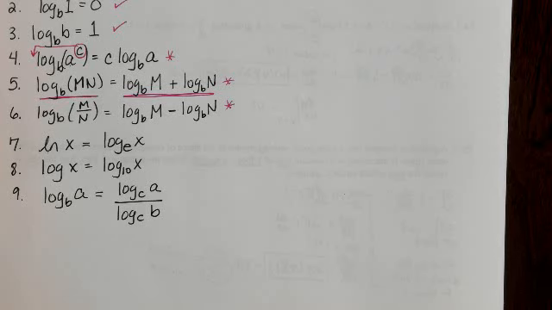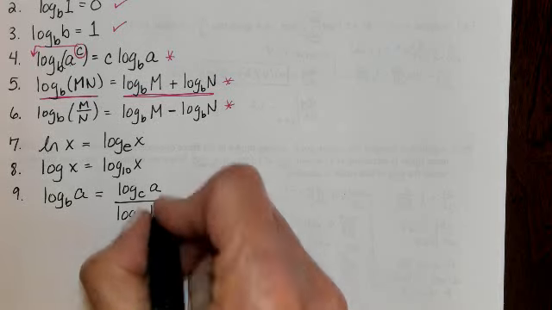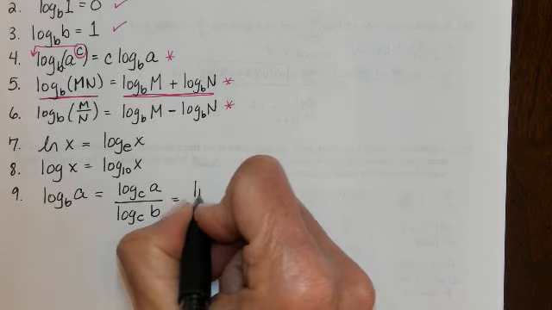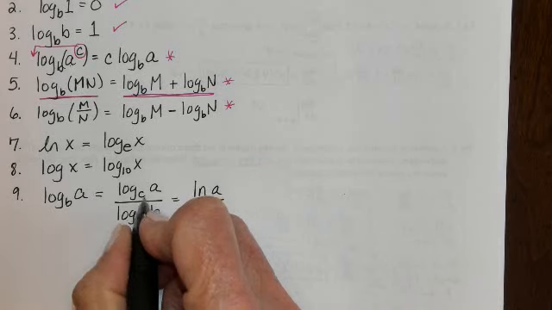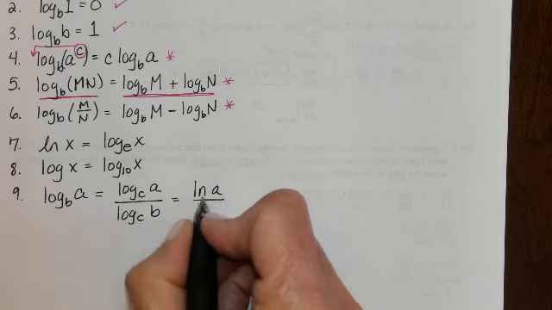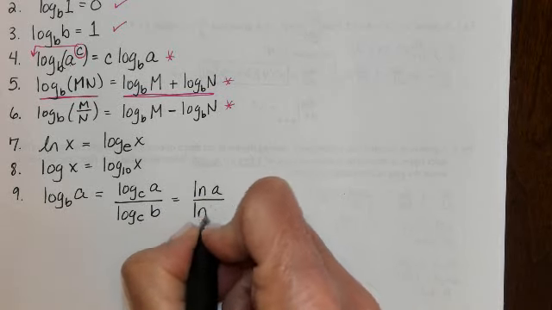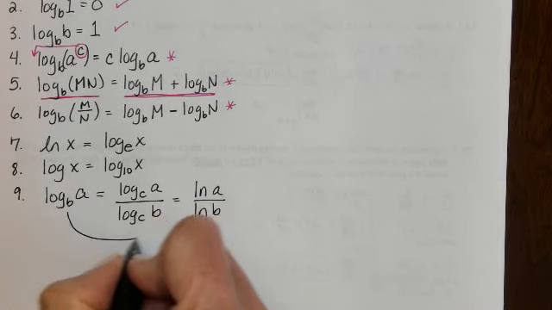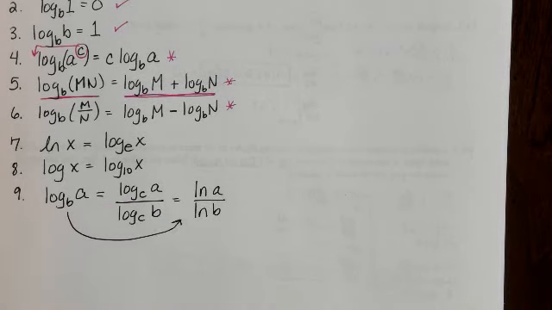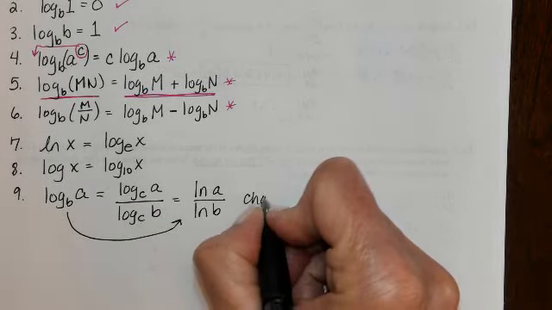What we do with this, because natural logs are slightly easier to deal with than other bases, is we change this to ln. We make the base e. So ln of a over ln of b. So we'll be using this a little bit. And this is the change of base formula.